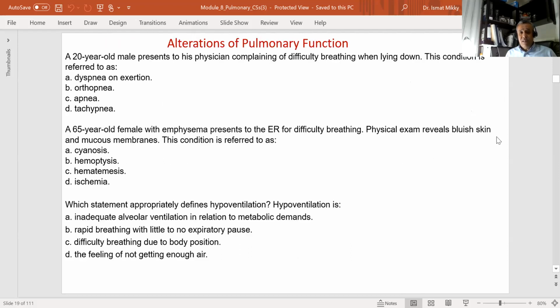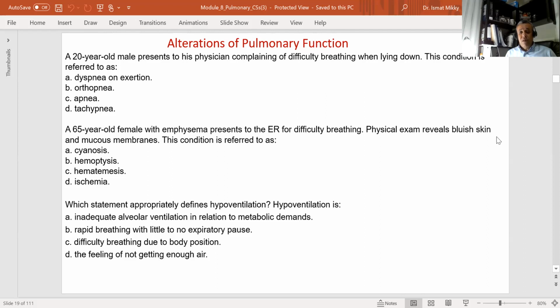Answers to these questions. The first one is orthopnea. It's just a term, orthopnea, which is when a patient presents to the physician complaining of difficulty breathing when lying down. That is called orthopnea. A female with emphysema presents to the ER with difficulty breathing and bluish skin and mucous membranes, that is called cyanosis.